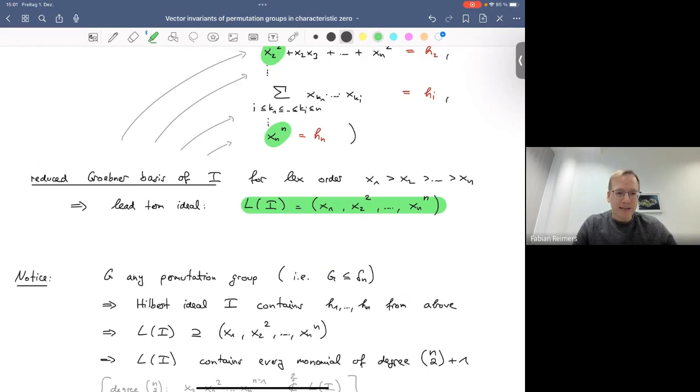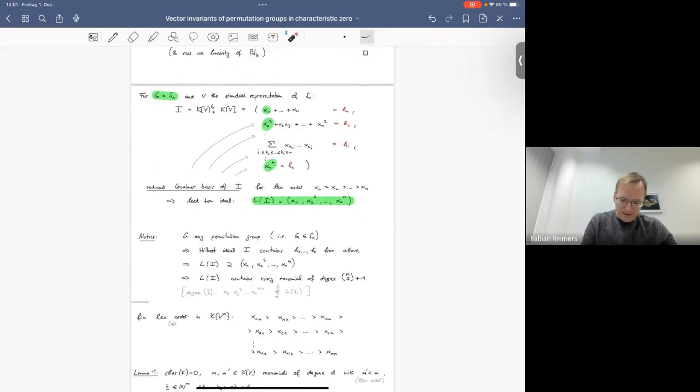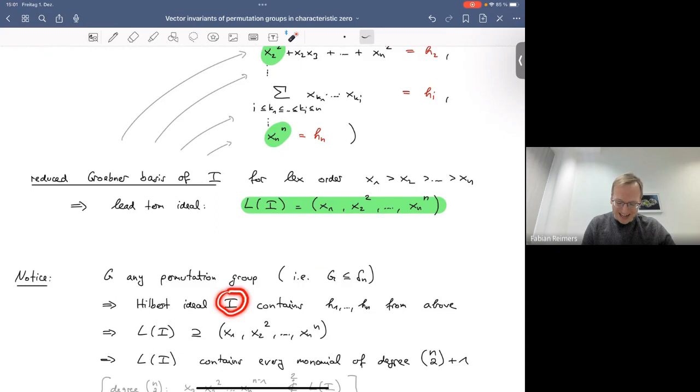So the Hilbert ideal, now the notation, I'm sorry for the switches, now I is the Hilbert ideal for any permutation group, not anymore for this Sn, but it contains, of course, everything that we had for Sn. So it contains these generators for Sn we had before. So the lead ideal of the Hilbert ideal for any permutation group contains these especially easy monomials.